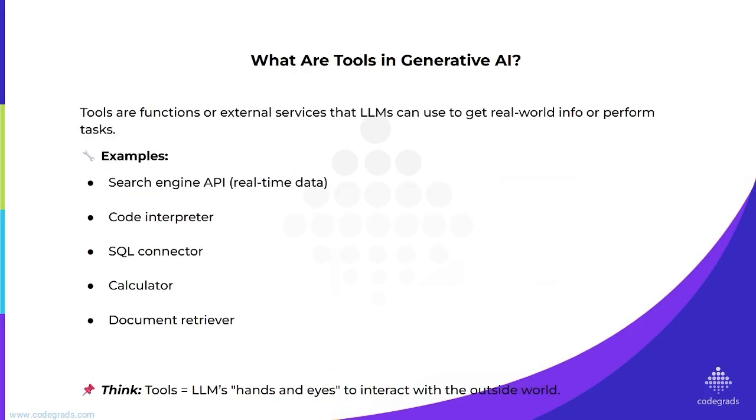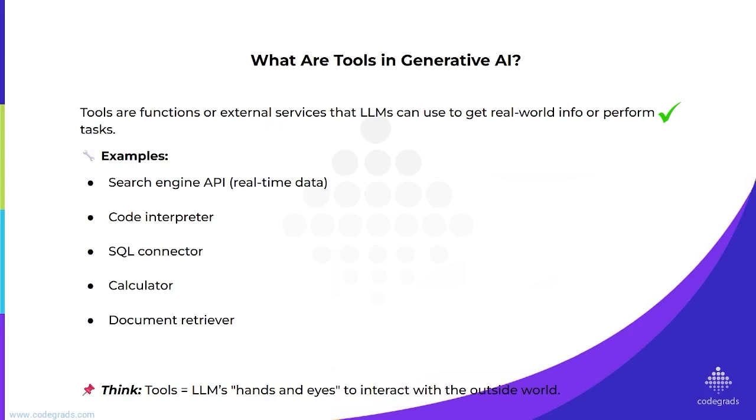Now, moving on. So, what are tools in generative AI? Tools, as per the definition, are functions or external services. One more important thing to remember: tools are not just examples like a search engine API. We can also build a function, and it can also be called a tool. You also need to remember this. Tools are functions or external services that LLMs can use to get real-world info or perform tasks.